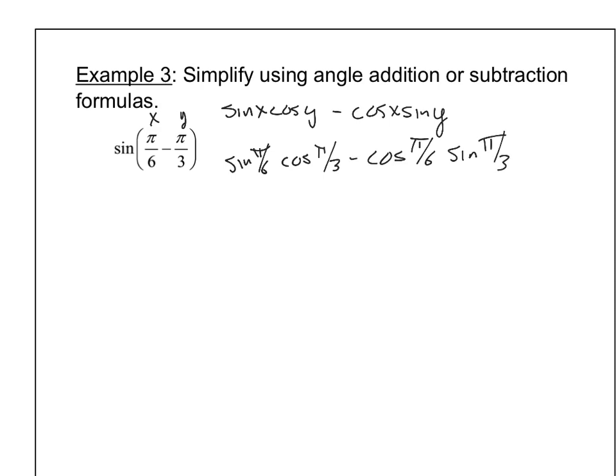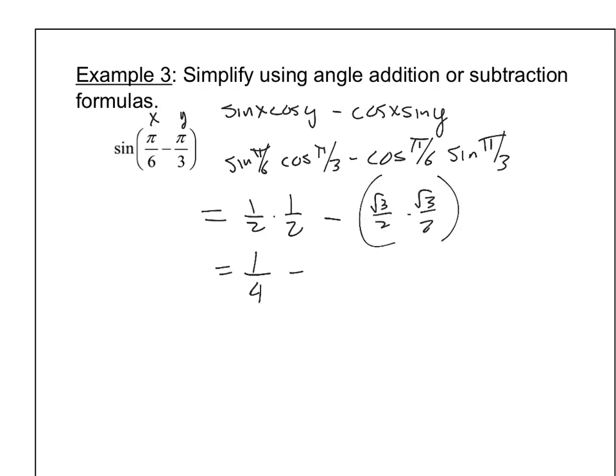And I'm using my unit circle. So if you have your unit circle, that would be very handy. So you're going to go 1/2, 1/2. And this becomes square root of 3 over 2, square root of 3 over 2 multiplied together. So it gets you 1/4 minus 3/4, which is going to give you negative 1/2 when you simplify it. All right.